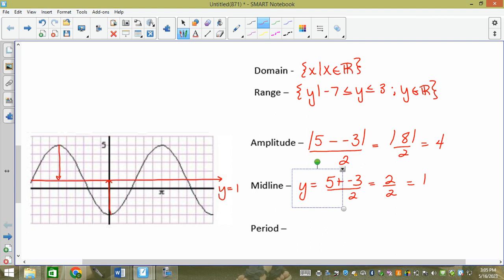The period is actually, the y-axis is a minimum, so I need to go to another minimum, right? A min to a min. So it's 1, 2, 3, 4, 5, 6 to pi. 1, 2, 3, 4, 5, 6 to 2 pi again.